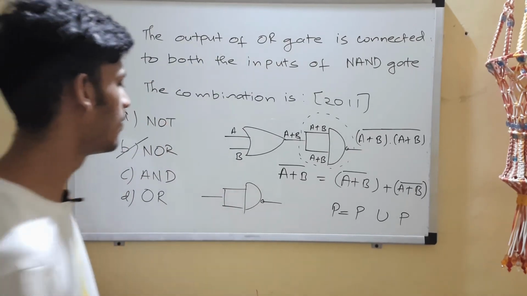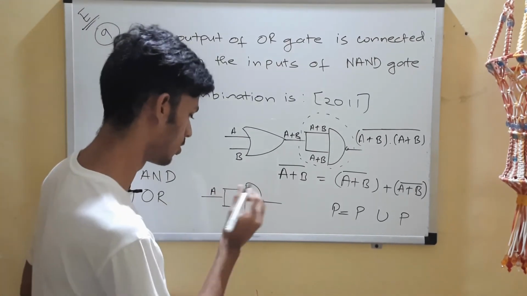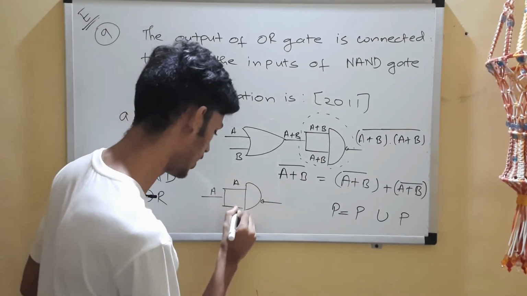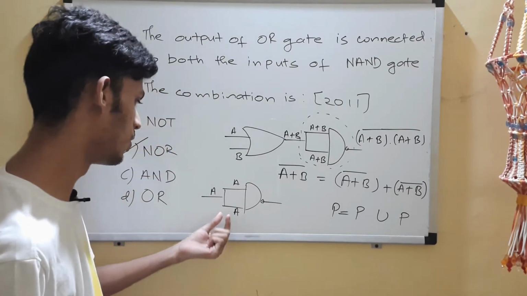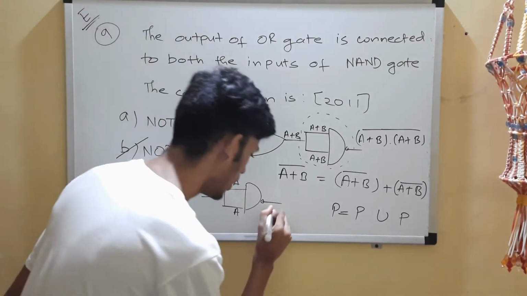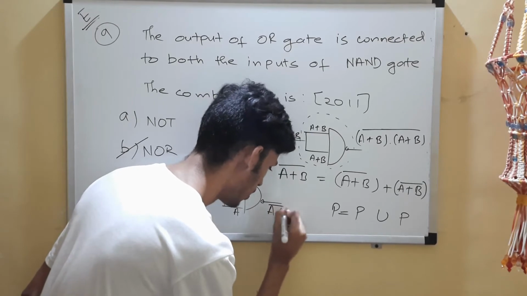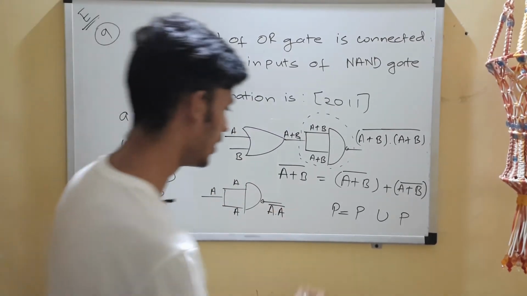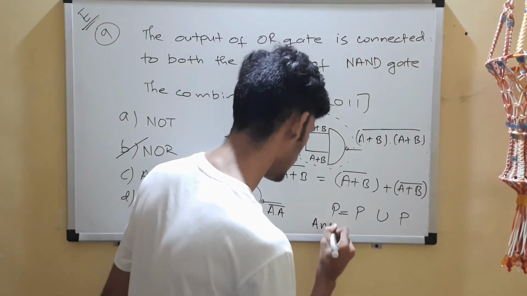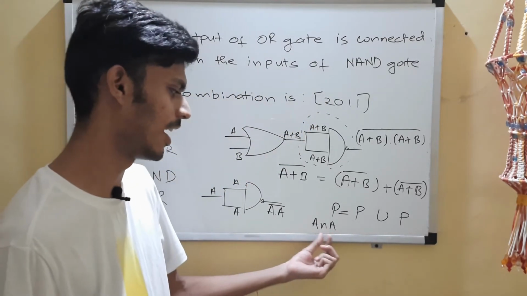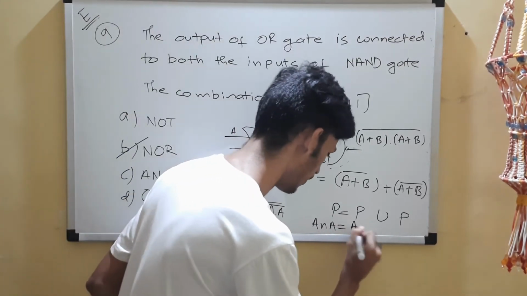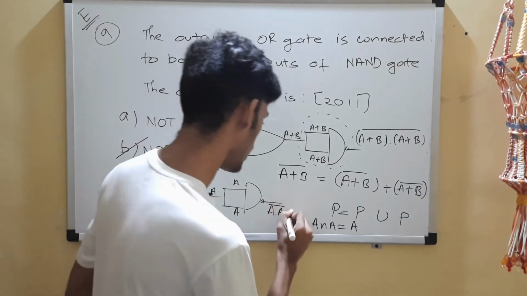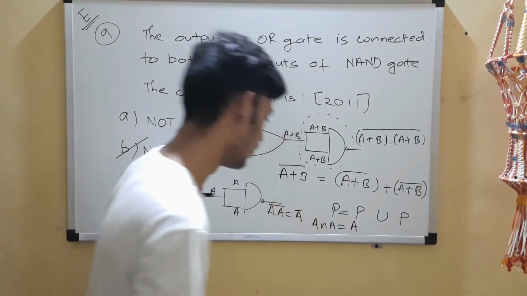Let's give it some input A. So you'll get input A over here. What will it do? A into A, the whole complement, right? Now A into A, you can simply see as A intersection A. What is common between A and A? Nothing but A. So instead of this, you can simply write A complement.